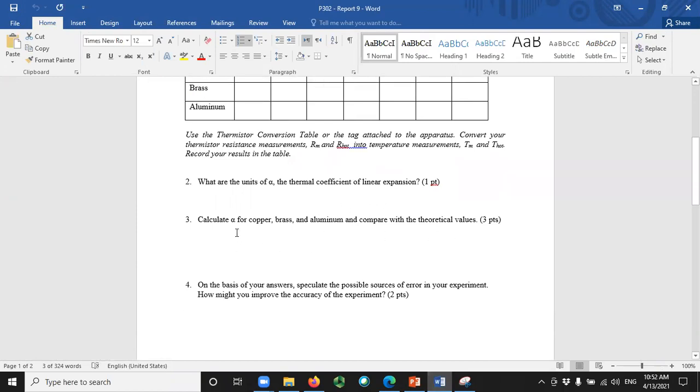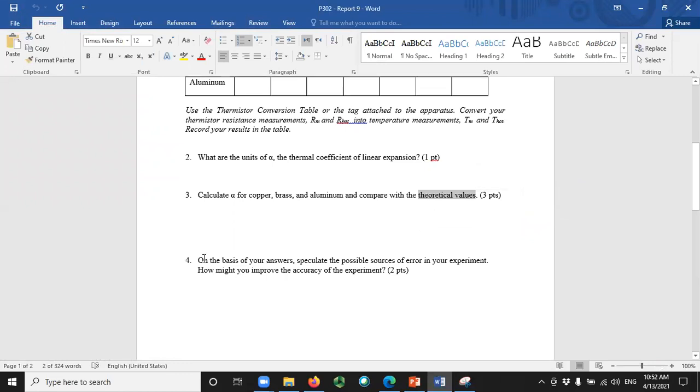Calculate the error, the coefficient, and compare it to the theoretical value. To compare, you need to use the percentage error. You find the percentage error. Now, based on your answer, speculate the possible sources of error. So you simply need to list the sources of error.